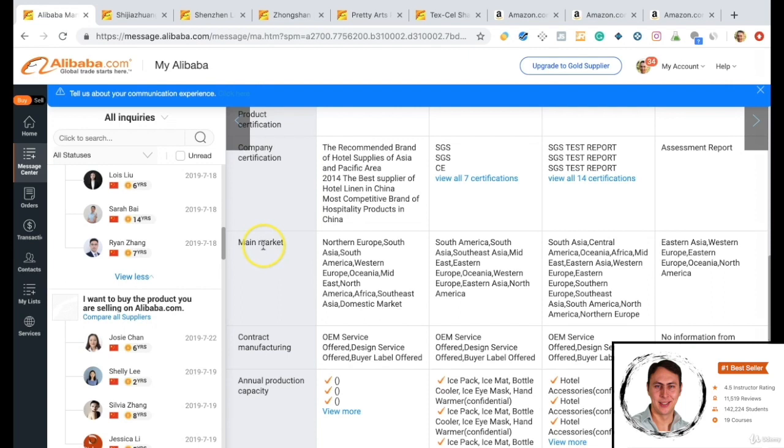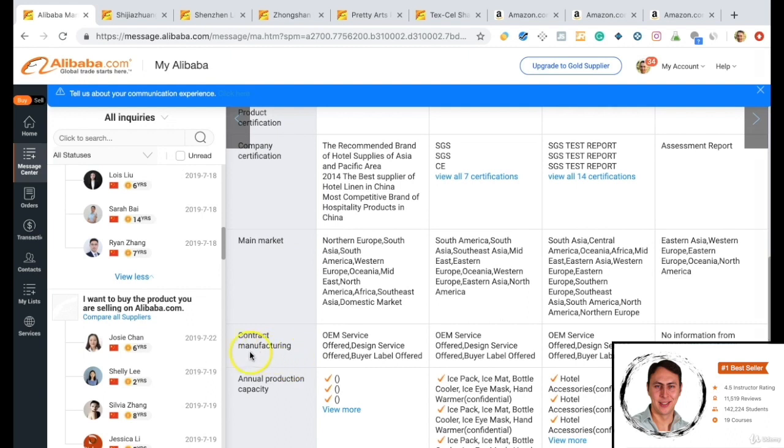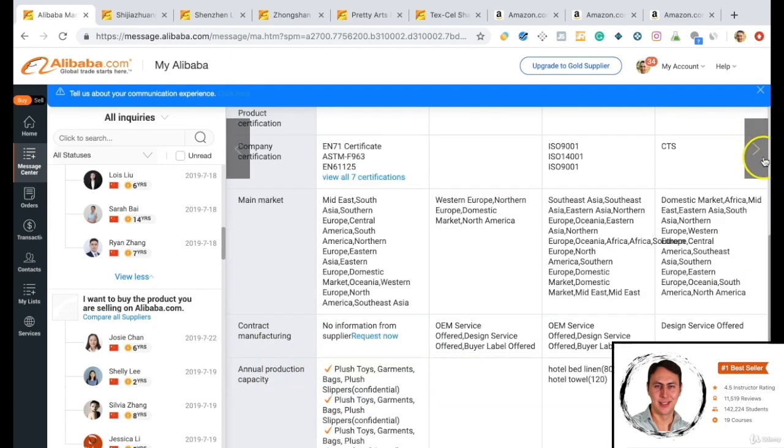Let's continue. The main market sector is a slightly less important issue. In other words, where they are selling the products. We are generally selling to the USA or European market. It is useful to find a manufacturer who sells to the European market. They already have experience with the European market because they work with European freight forwarders and companies by shipping products, so it might be effective as well. You can also have a look at the contract manufacturing and annual production capacity sections. These are also important criteria.